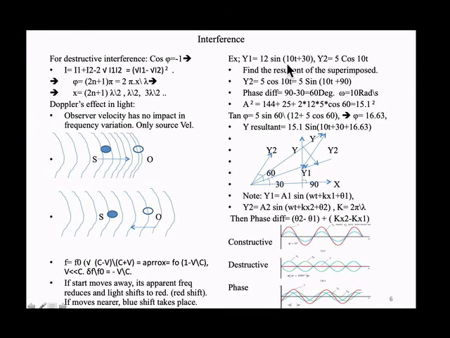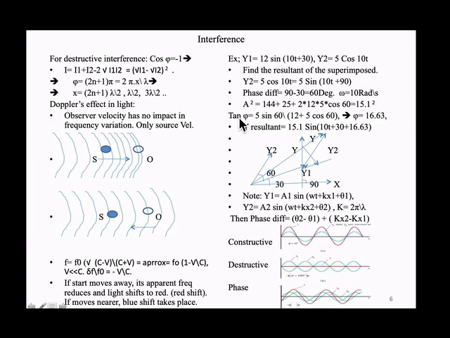Between y1 and y2, what is the phase difference? Here it is plus 30, this is plus 90, so the phase difference is 60 degrees. If I apply the formula, A squared is A1 squared plus A2 squared plus 2 A1 A2 cos phi. I get A1 squared is 12 twelves are 144, 5 fives are 25, and with cos 60, I get 15.1 square.